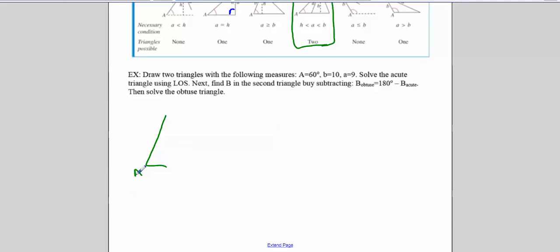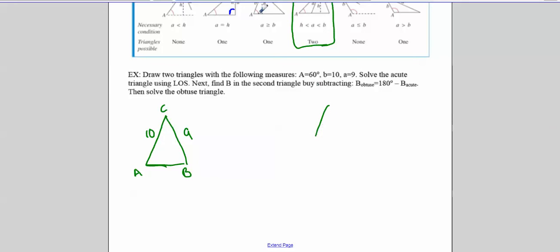So here's A, and they tell us B is 10, and then over here we'll have B. And so then we have C up here, and this could be 9 over here. Or I could have the same information.